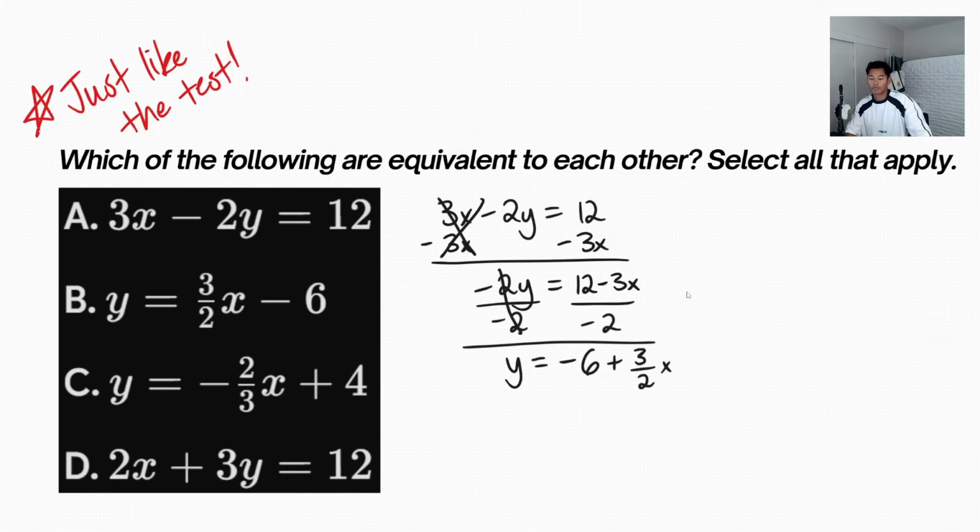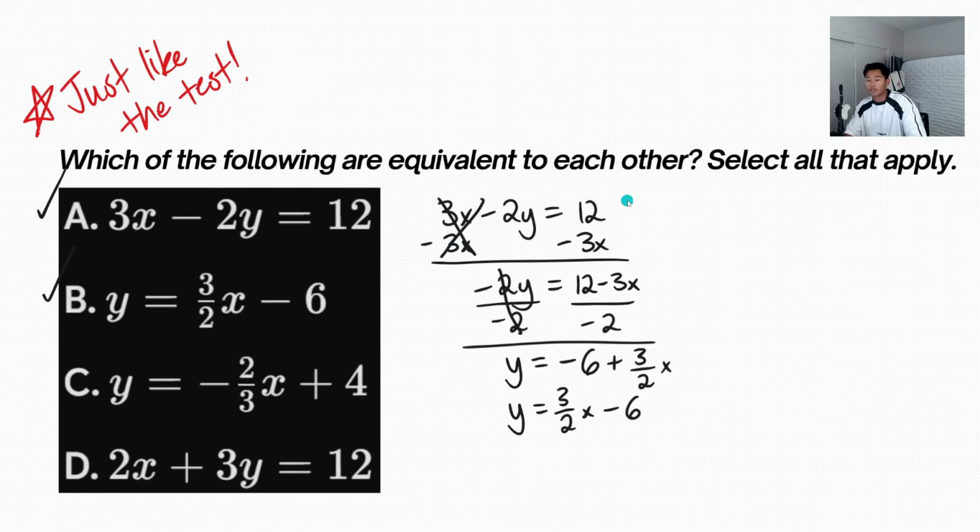And if I want to reorder this to look more like these, I know that the fraction goes first in these. So why don't I just move this in front? I'll go y equals 3/2 x minus 6. Oh, well, that matches B, doesn't it? Okay, cool, I'm done. A and B match.